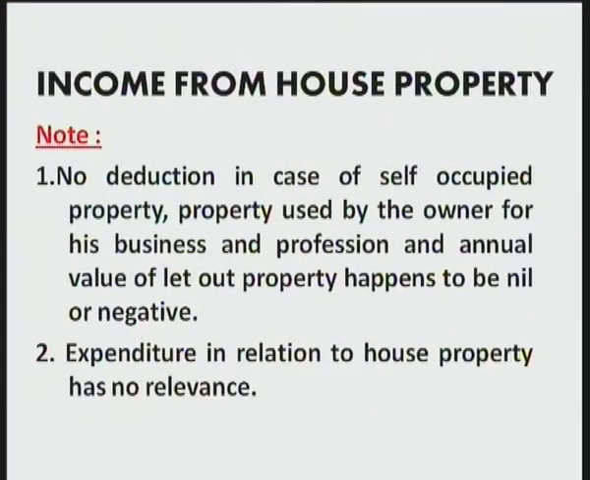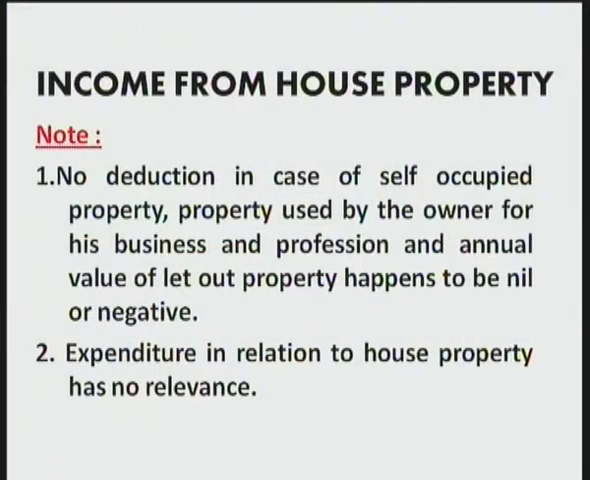Now, third is whenever annual value of let out property happens to be nil or negative. Suppose the property is let out, either for residential purposes or for business and professional purposes, but the municipal taxes paid by the owner exceed the gross annual value, and in that situation the annual value has become negative, or municipal taxes paid by the owner are just equal to the gross annual value. In that situation the annual value has become nil. In that situation there is no question of 30% deduction to be given for calculating taxable income from house property. So, we can say that in these situations 30% will not be allowed to the assessee for calculating taxable income.